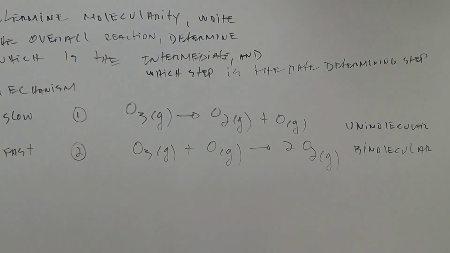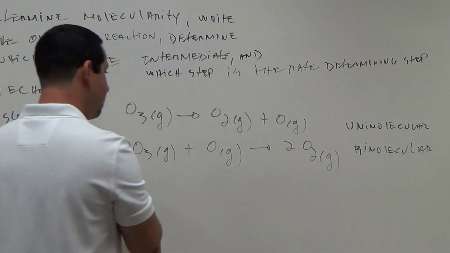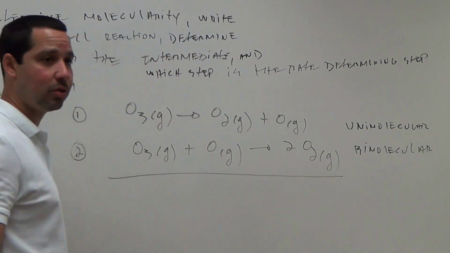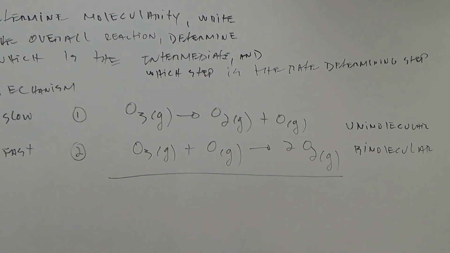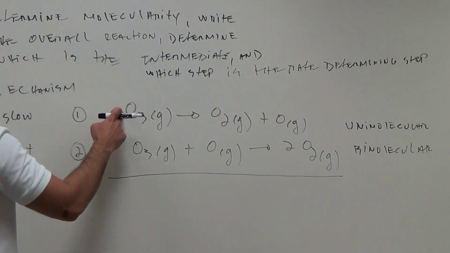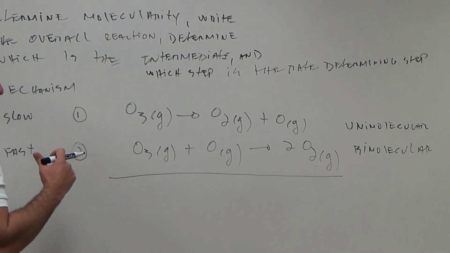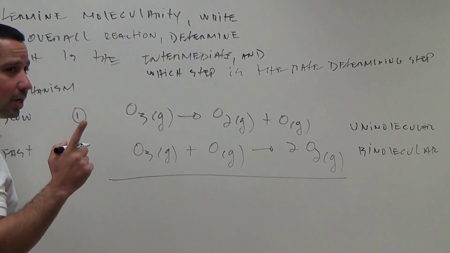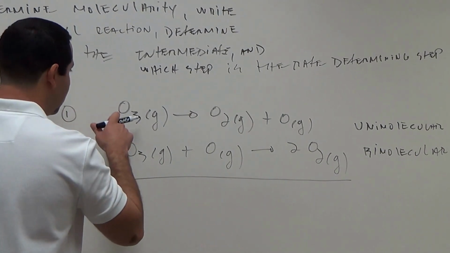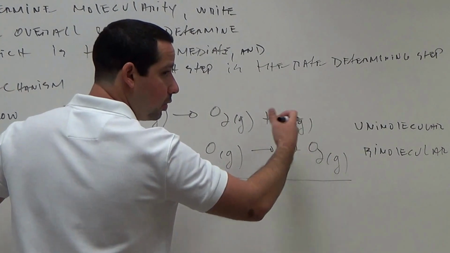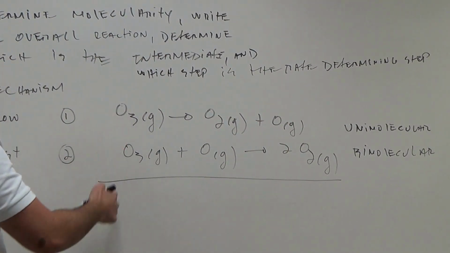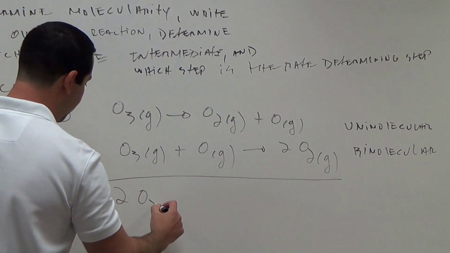Okay, so what is the overall reaction? The overall reaction, we have to add both of these as if you were doing Hess's law. When we add both of these, this O3 and this O3 are on the left-hand side. What do they do to each other? They add to each other. They do not cancel. For something to cancel, it has to be on one side and on the other side. So these two are on the same side. They do not cancel. It is 2O3.